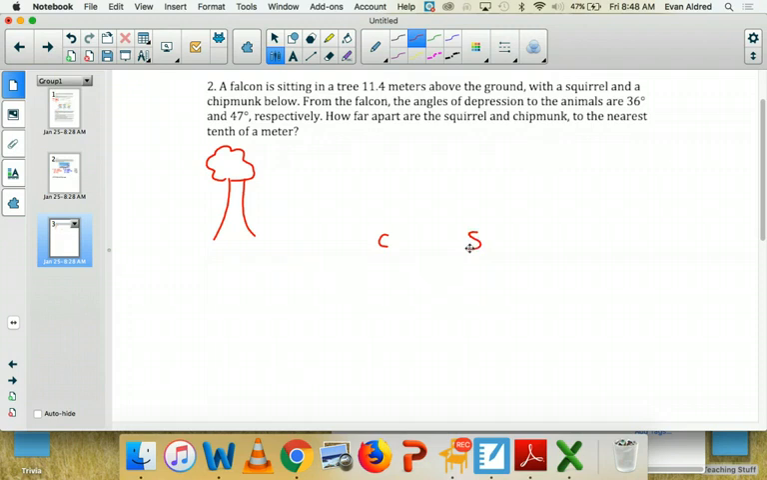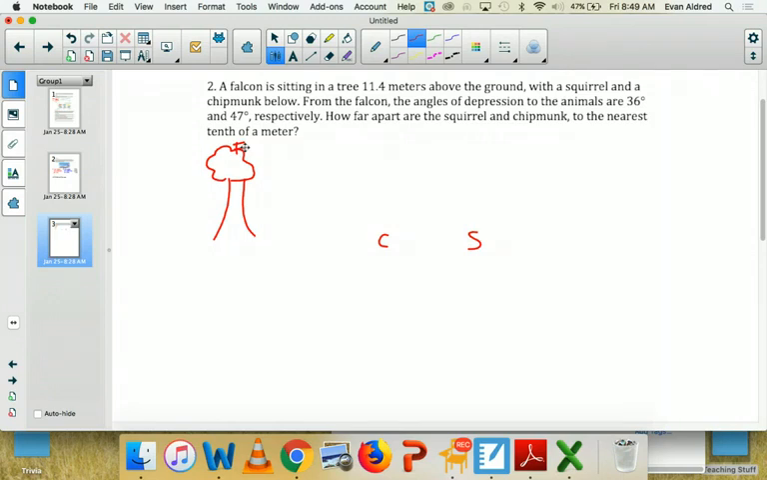And one way we would know that we didn't really discuss earlier is your angle of depression and your angle of elevation are always equal to one another. So since the chipmunk has a 47 degree angle of depression, it also has a 47 degree angle of elevation up to where the falcon is sitting. So we know that it will have a more severe angle, so it would be listed first.